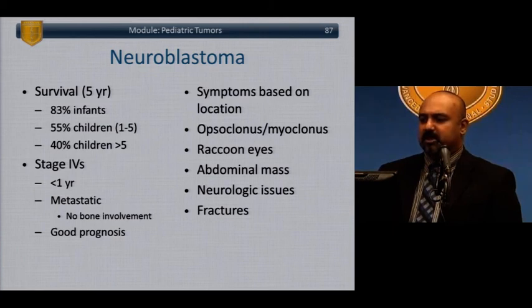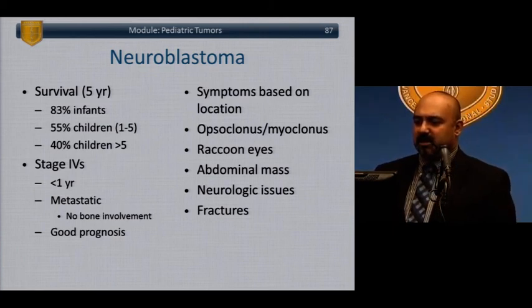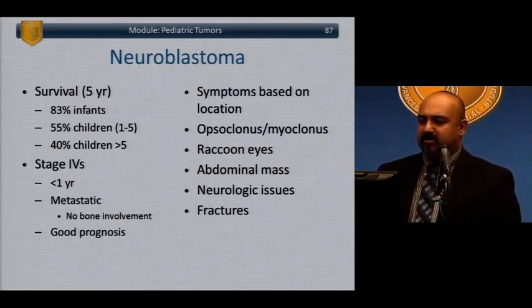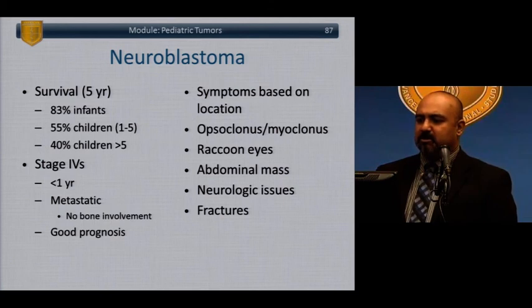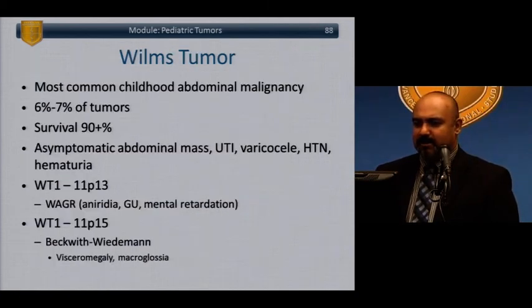Symptoms are based on the location. You can have abdominal masses, neurological issues, fractures if they occur in the spinal column, and opsoclonus myoclonus, which is due to an antibody that's against the tumor proteins, and that's the dancing feet type of patient where their legs move intermittently. I think that's it with neuroblastoma.